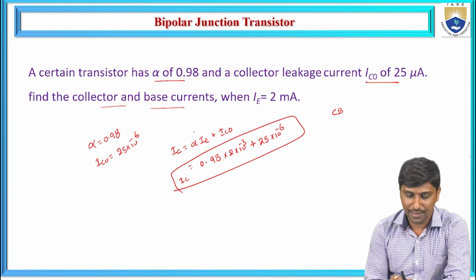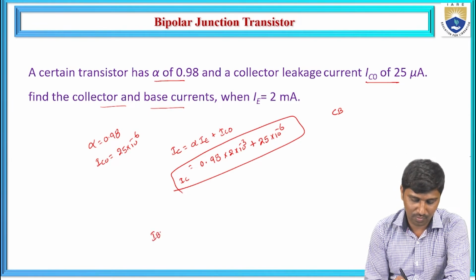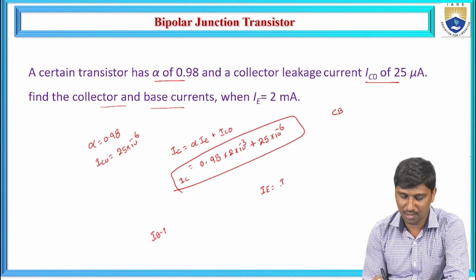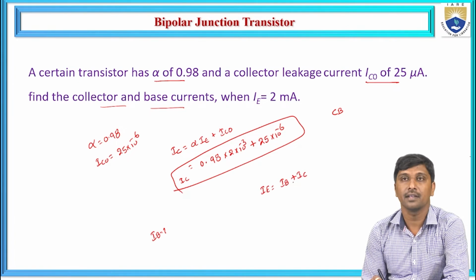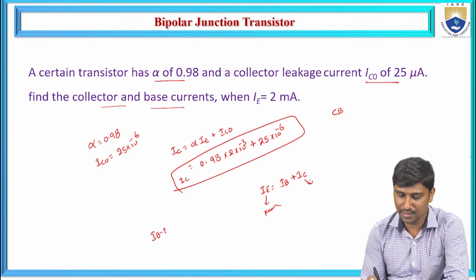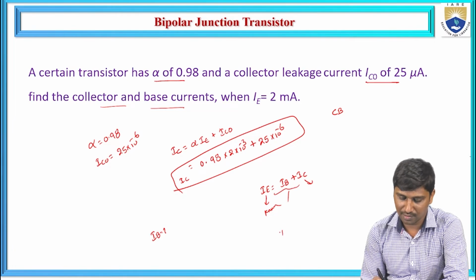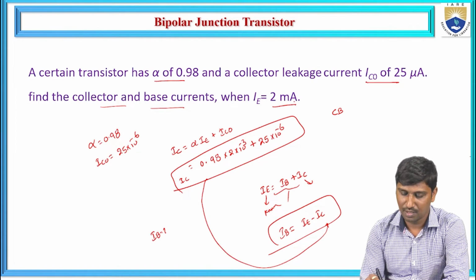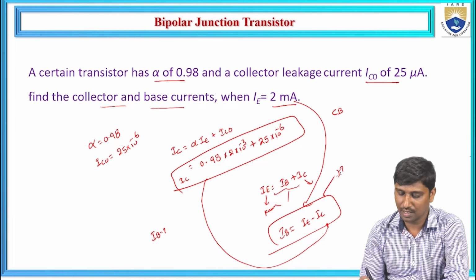Now we need to calculate the base current IB. From the transistor construction, we know that IE is equal to the summation of base current and collector current. In the given problem, IE is a known parameter, and IC we just got. So from this relation, IB is equal to IE minus IC. Now substitute the IE value, which is 2 milliamperes, and the IC value. You can substitute here and then you can observe the IB value.